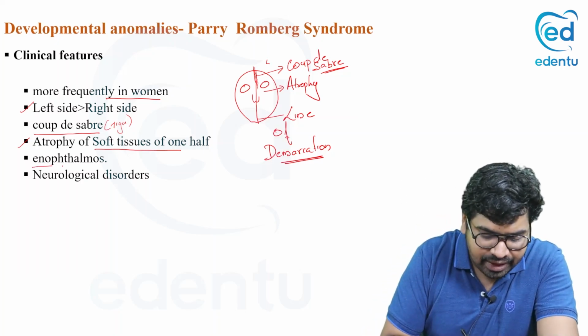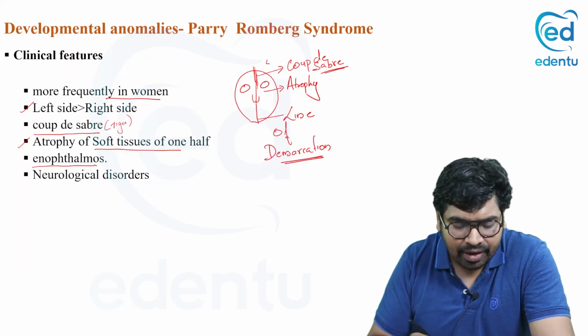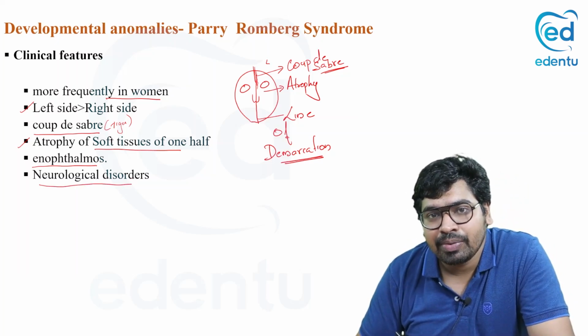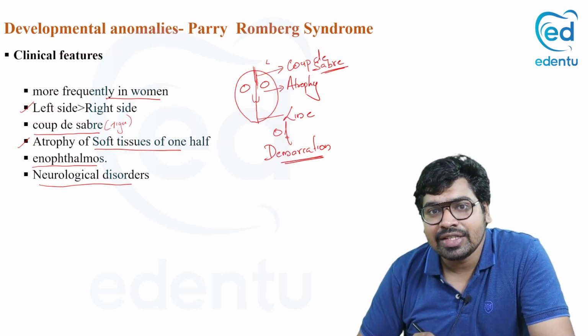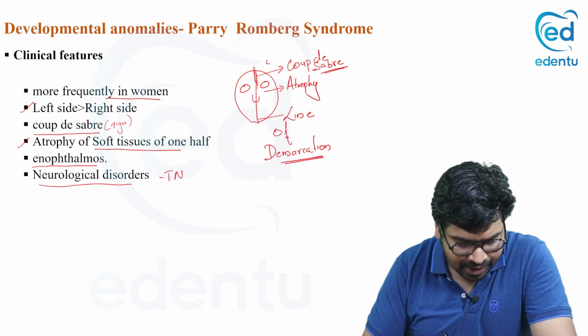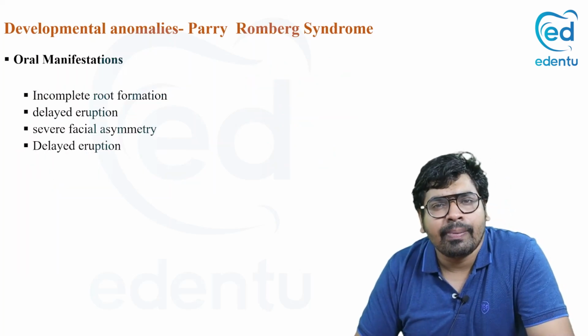Okay, so there you see enophthalmos and some kind of neurological disorders. Which neurological disorder do you see in Parry-Romberg syndrome? Your trigeminal neuralgia. Okay, your trigeminal neuralgia that you see. Okay, now let's see what are the other oral manifestations.